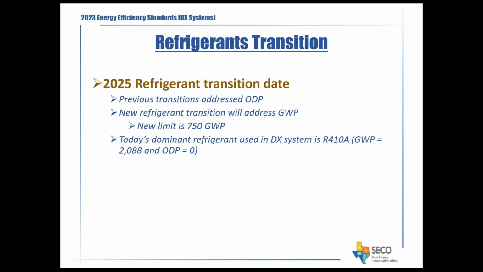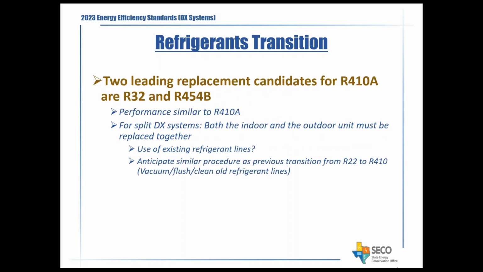Today's dominant refrigerant, for example, is 410A, mostly in the small DX systems. It has a GWP of 2088, and it has an ODP of 0. So that's mostly what you have right now, and I just wanted to show you what that looks like.